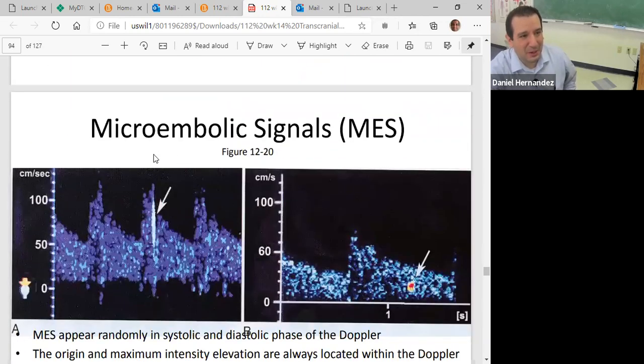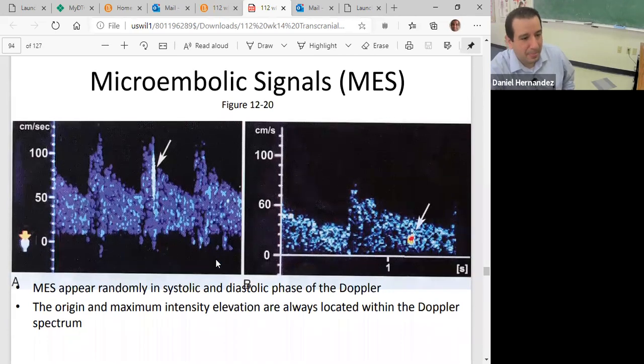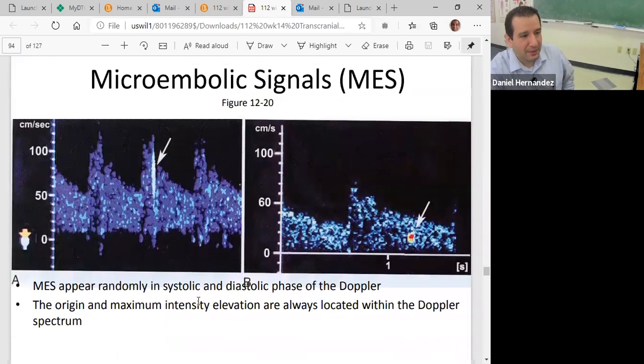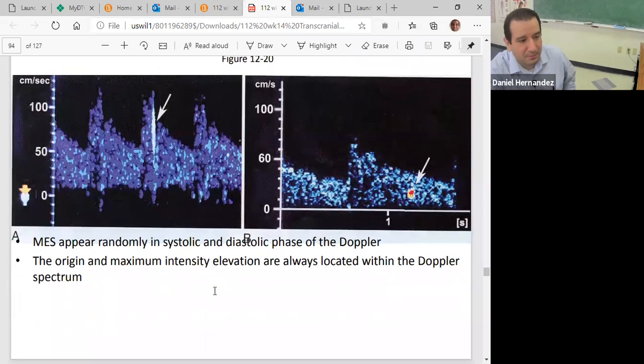So this is what those microembolic signals are going to look like. They're going to be very bright, intense echogenic dashes or stripes. You'll see them here too. Here, this is another microembolic signal. It's going to appear like a very intense aliasing within your spectral waveform, and they're going to be just random. So these MES appear randomly in the systolic and diastolic phases of the Doppler. The origin and maximum intensity evaluations are always located within the Doppler spectrum.